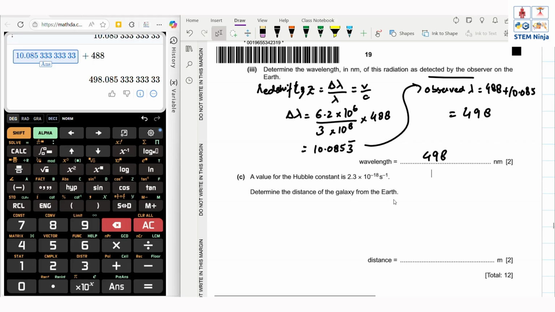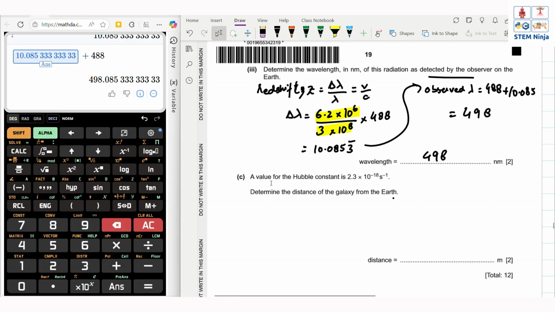A value for the Hubble's constant is 2.3 times 10 raised to power minus 18 per second. Determine the distance of the galaxy from the Earth. So we already have what we need over here. We have the redshift value. Okay. So we also have the speed.